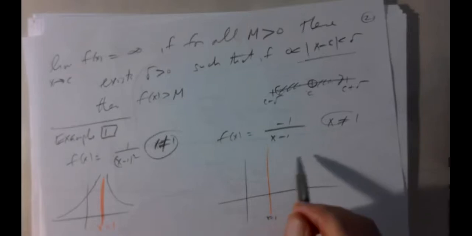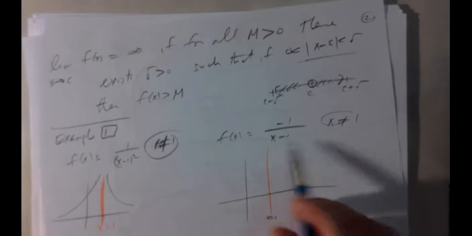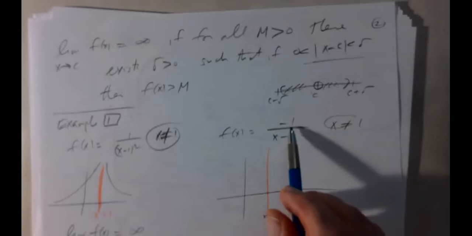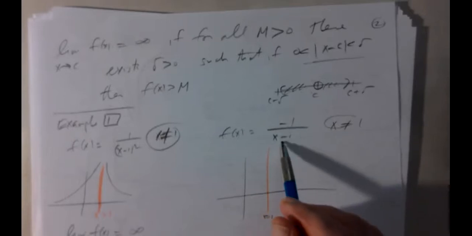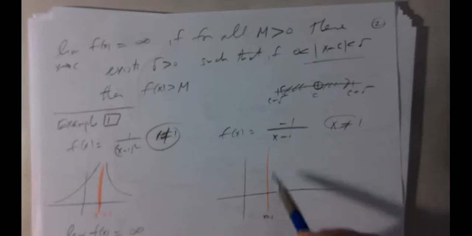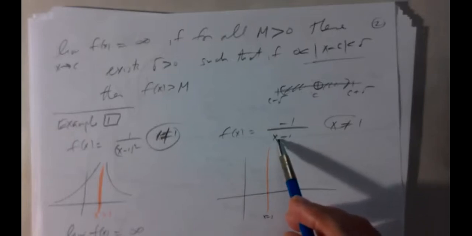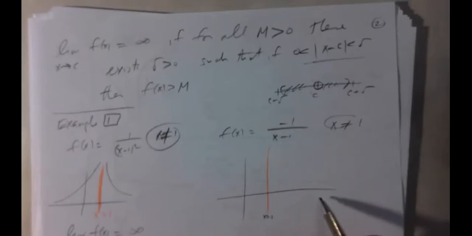If this is the line x equals 1, what happens? Well, when x is bigger than 1, x minus 1 is positive, so minus that is negative. This function is negative for x bigger than 1. And as this goes to 0, you're approaching minus infinity.